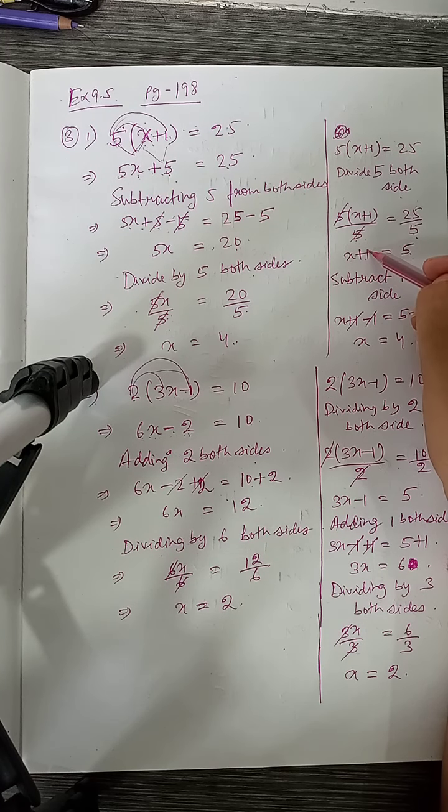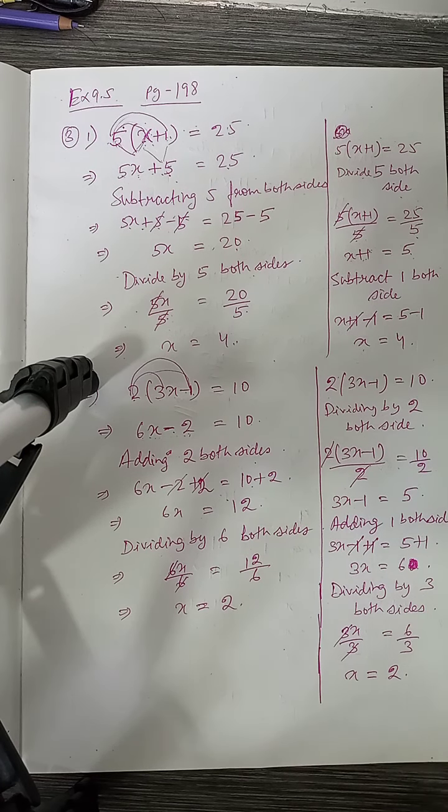Now you have to remove this 1. So this is plus 1. So you have to do minus 1 both the sides. So x plus 1 minus 1 equal to 5 minus 1. So minus 1 plus 1 gets cancelled. So only remaining is x equal to 5 minus 1, that is 4.